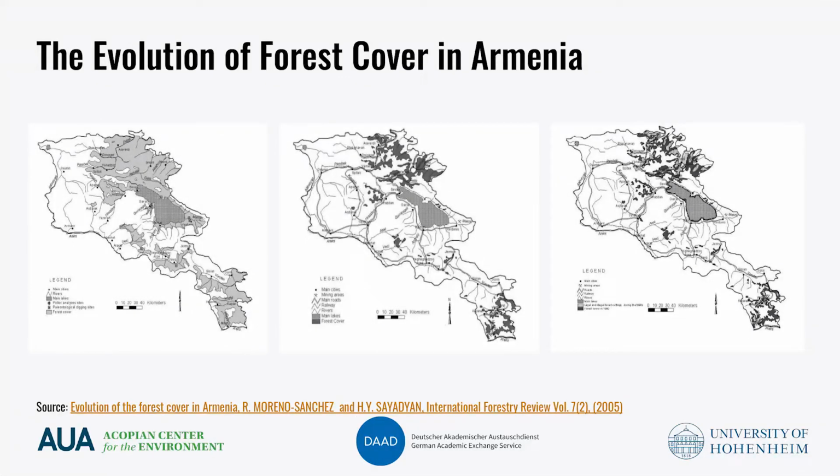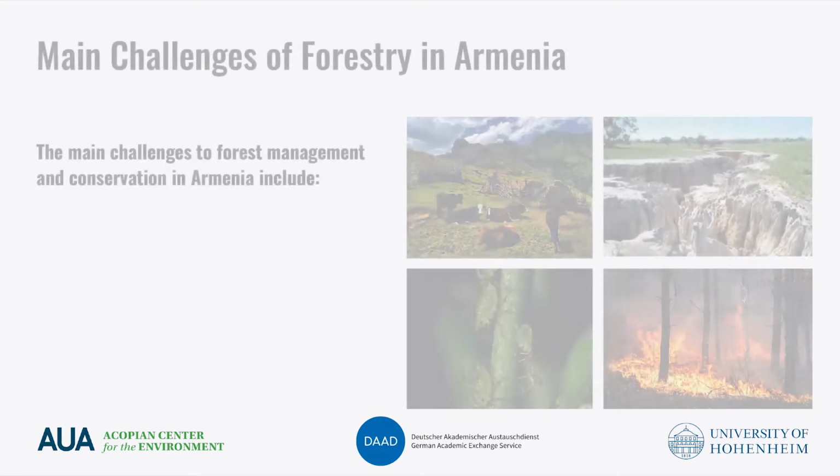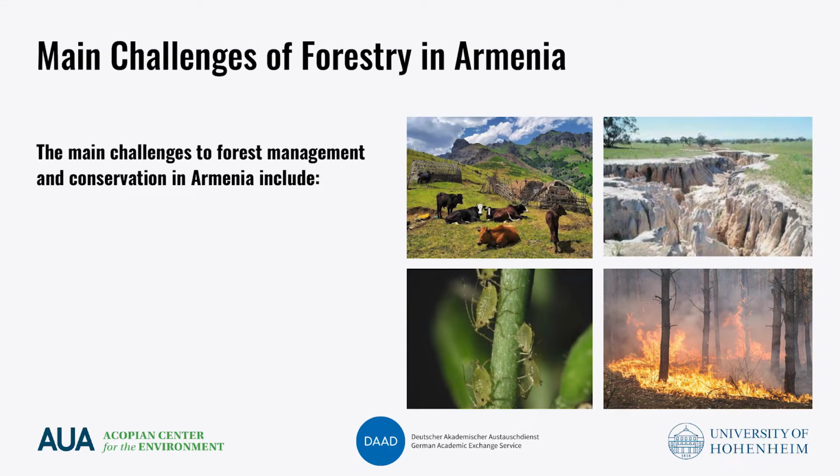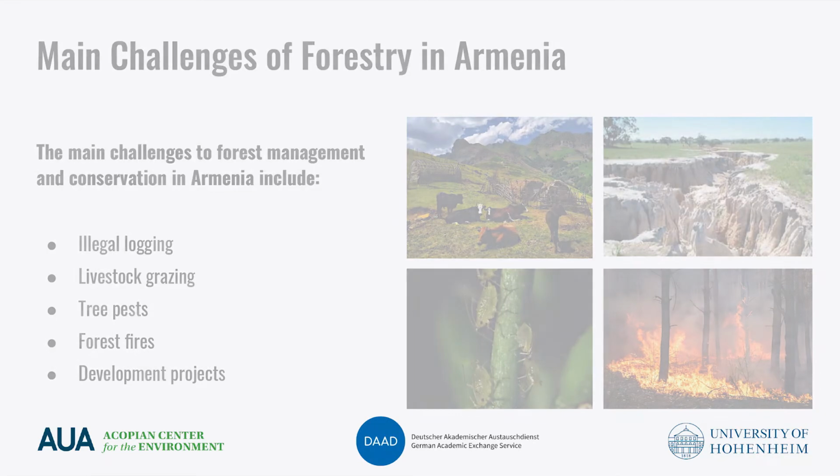According to the National Forest Inventories of the Soviet Union, forest cover in Armenia has decreased from approximately 35% during the first 3 millennia BC, to 8% during the 1950s, to 11% during the 1980s and down to 7% by the year 2000. The main challenges to forest management and conservation in Armenia include illegal logging, livestock grazing, tree pests, forest fires, tourism, and erosion.